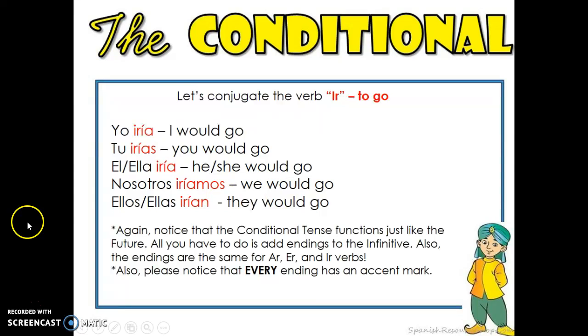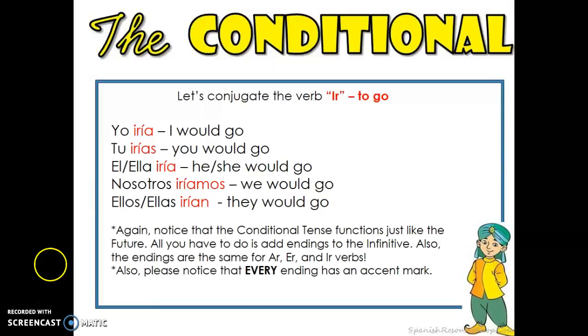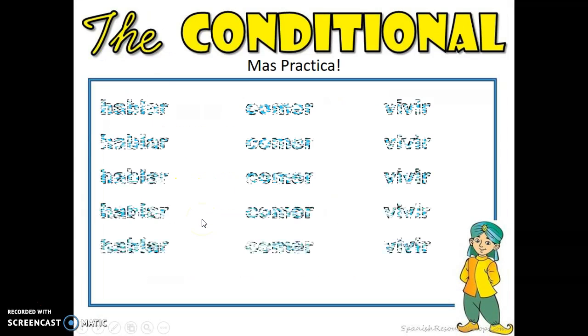So again, just a few things to note down here. The conditional tense functions just like the future. All you have to do is add endings to the infinitive. That's it. So don't take anything off. Okay, just add the endings. Also, notice that, again, just like the future tense, the endings are the same for AR, ER, and IR verbs. Also, last note I put on here, please notice that every ending has an accent mark. Please note to self. That'd be easy to remember because they all do, right?